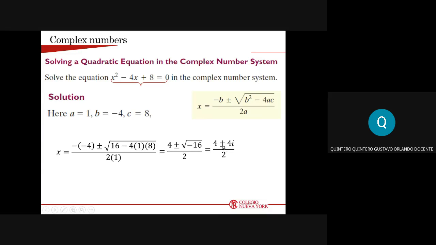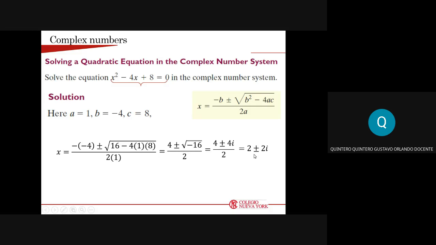Now that we are here, we can split the denominator. We can create 2 fractions, right? The denominator is going to go under this 4, but also under this other 4. So we have 4 divided by 2 and 4 divided by 2. This is going to be the solution then. 4 divided by 2 is 2. 4 divided by 2 is 2 as well. So we have 2 plus or minus 2i.